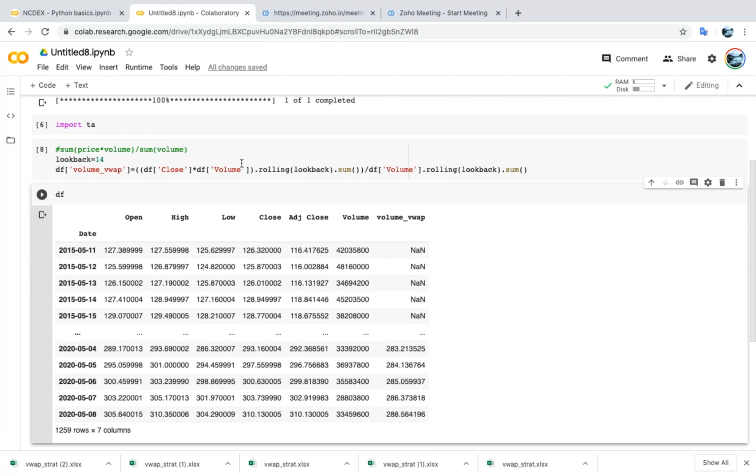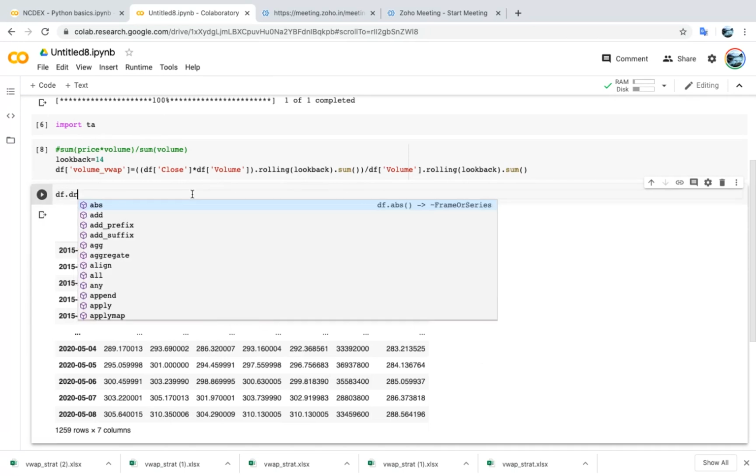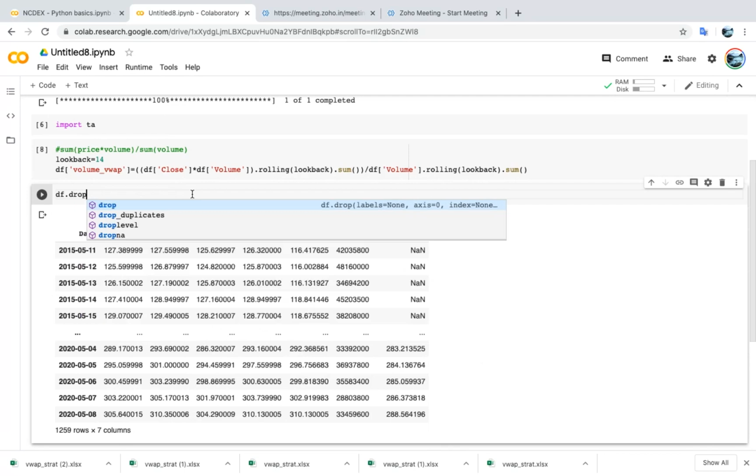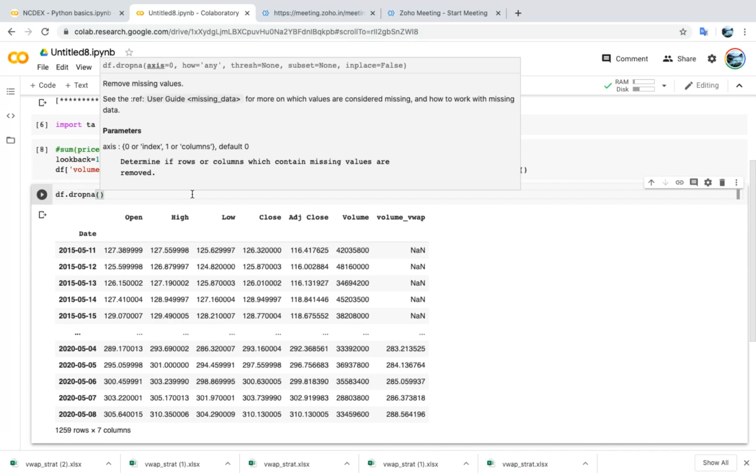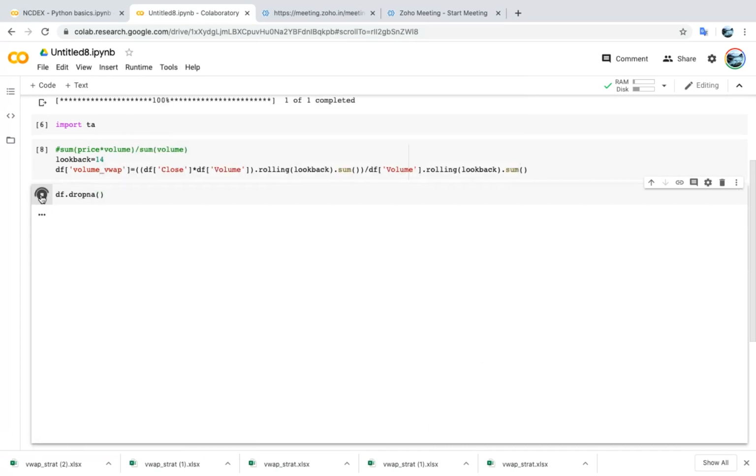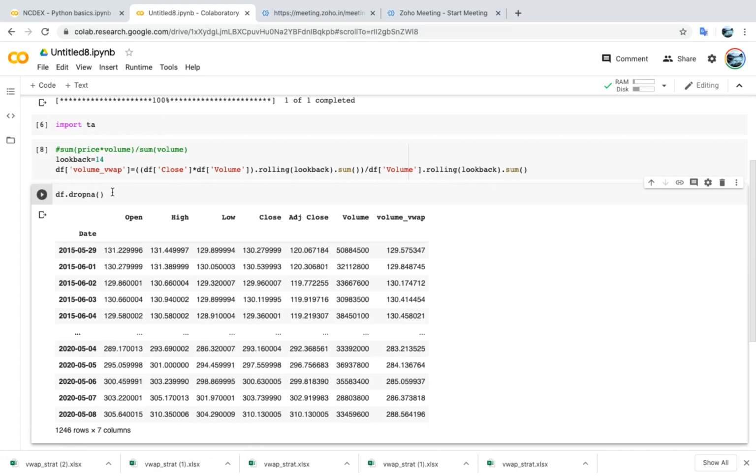So because these 14 days will not be required for us for the calculation, we will remove those rows. How to remove? I hope you remember that. We have a function dropna in the data frame. So we'll do dropna. We'll run it. It went. And we will see it again.